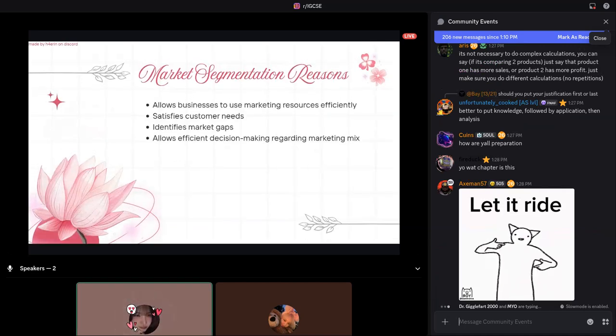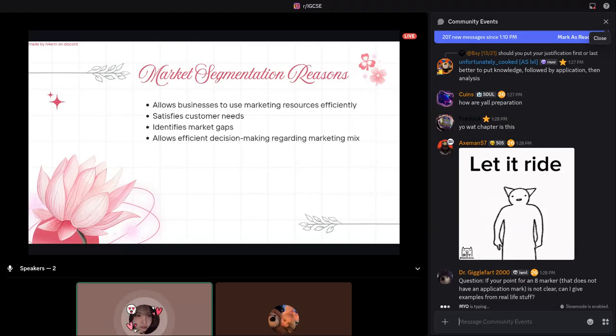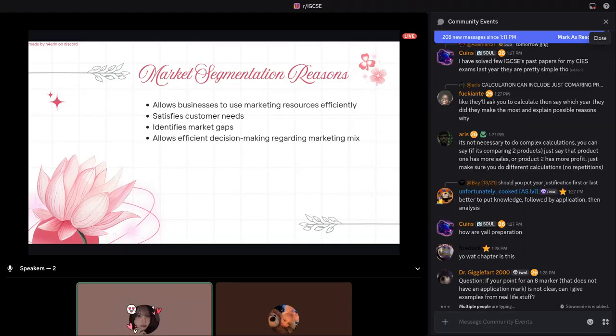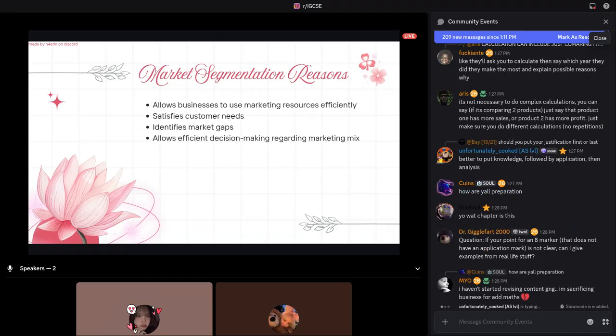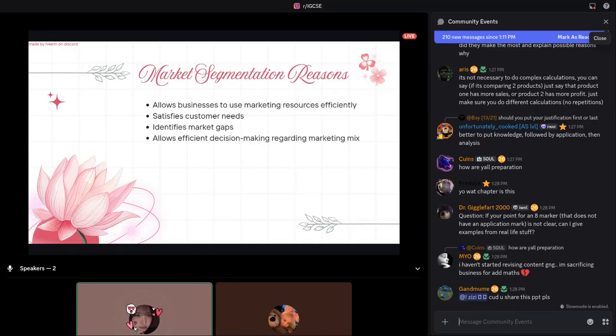This is the marketing chapter section, which is section 3. No, you cannot use examples from real life stuff in application. You have to use it strictly from the case study. So next, market segmentation and reasons. So this is frequently asked. I think there was a question asking for reasons or 2 reasons.